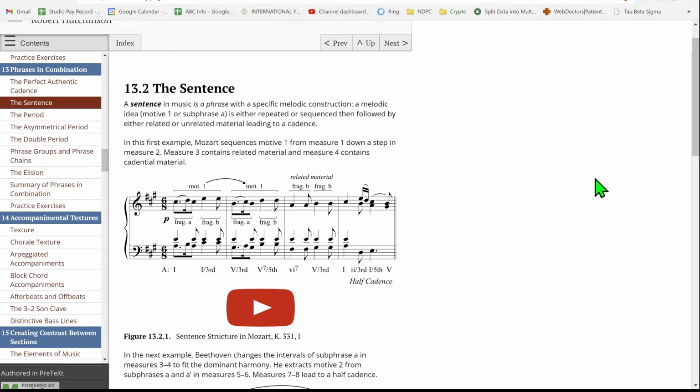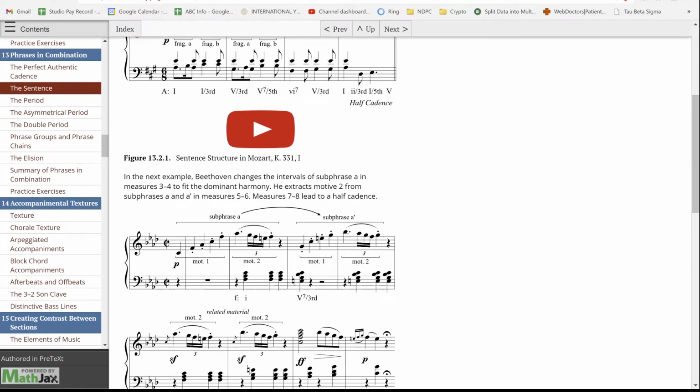This is your first motif, and the sequence descends. Now it changes. Ends on a half cadence. That is a sentence. All right?